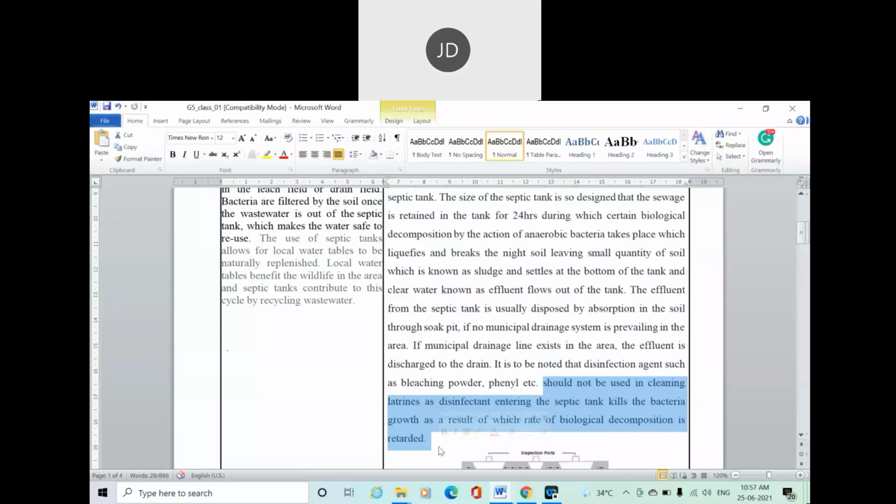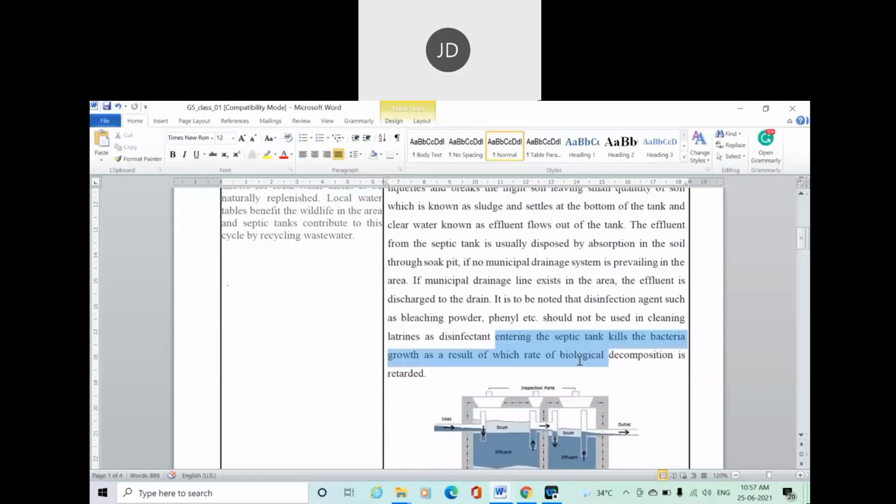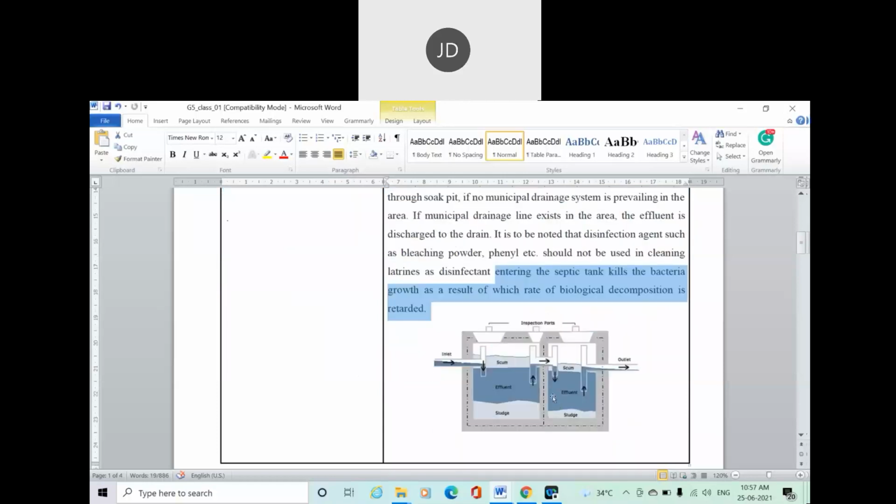So maybe in some competitive exam or in some viva, this kind of question may be asked. Okay, so you should remember this. Okay, you should not go for disinfecting the toilet or latrine by using bleaching powder basically. Fine. Why? The result is here. Okay, the answer is here. Okay, so you can say this is a schematic diagram of a septic tank here.